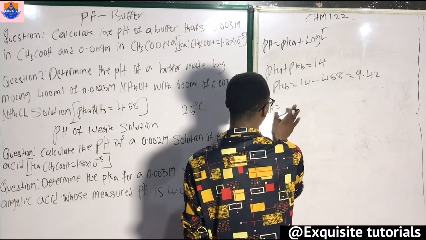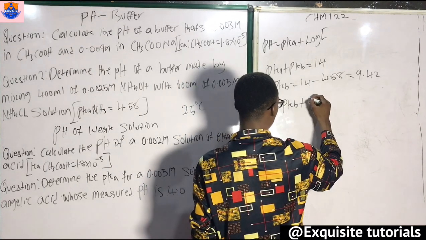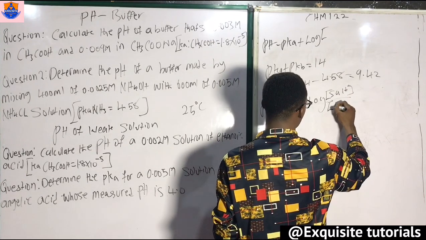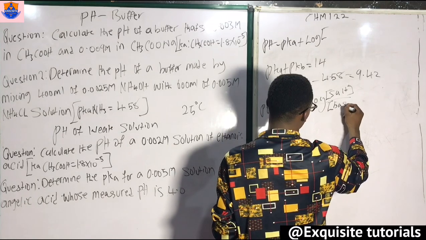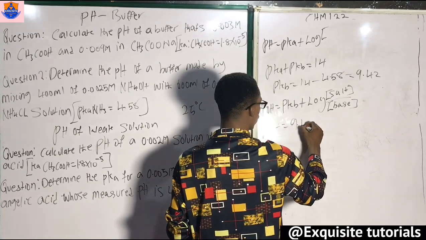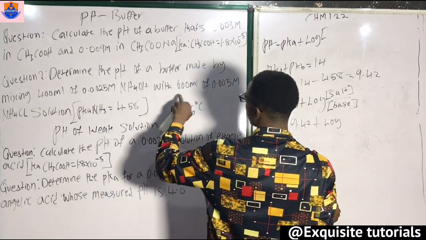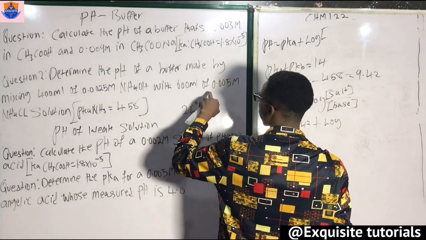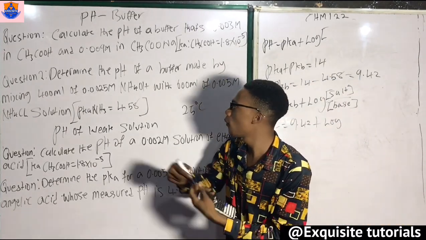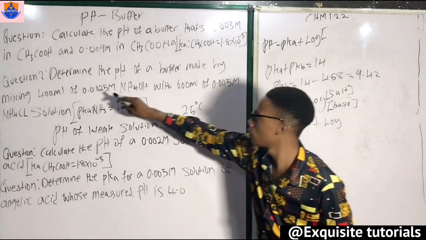Now this is pKb, so therefore pOH is equal to pKb plus log salt over base. So now pOH will be equal to 9.42 plus log concentration of salt over base. Now look at this. We have 400 ml of this. Now we have different volumes given.